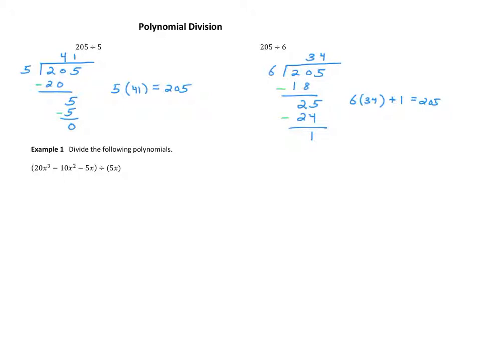So let's use this idea, this algorithm, to divide polynomials. The only difference is going to be we need to use some rules of exponents, but the logic is the same. So what I'm going to do is take 5x and divide that into this polynomial. So I'll write 5x, I'll set up my division problem, and then copy down 20x cubed minus 10x squared minus 5x, and I'm going to put a plus 0 at the end.